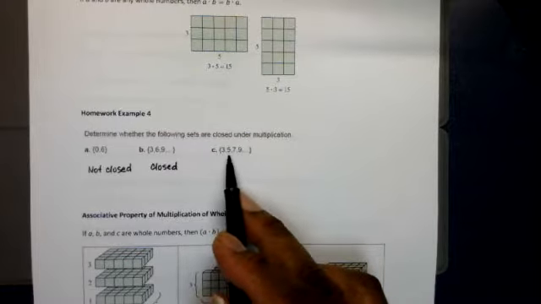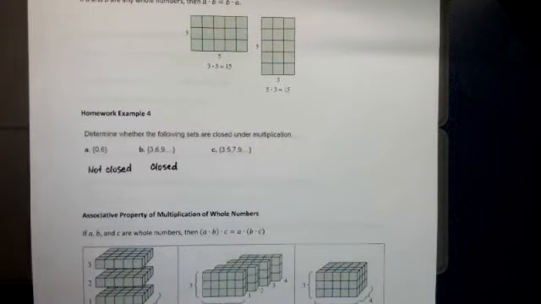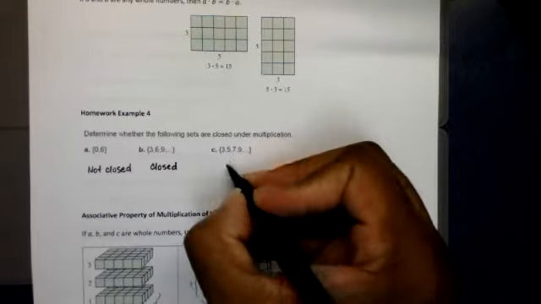And this one, {3, 5, 7, 9, ...} and so on. I want to determine if that's closed under multiplication. In this case, if I take, let's say, 5 times 7, that is 35. That set represents odd numbers that are greater than 1. And 35 is an odd number, so it is in that set, so it must be closed under multiplication.